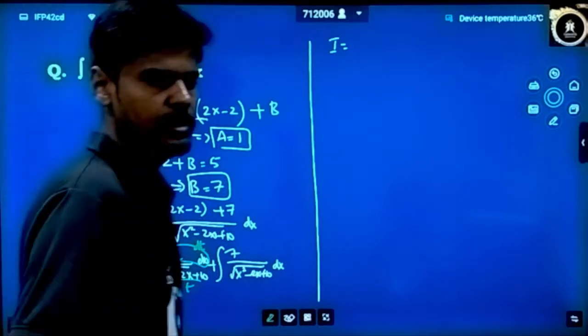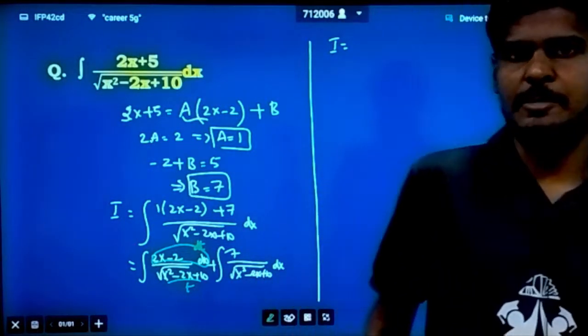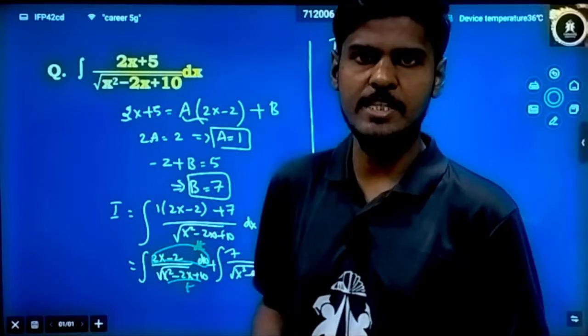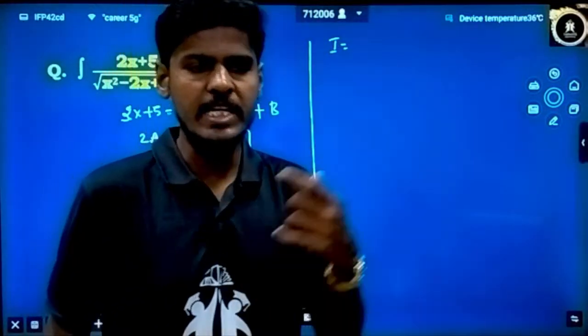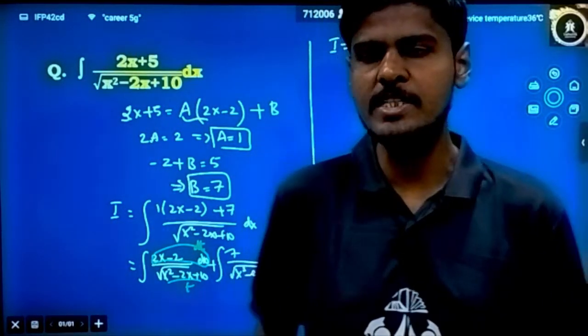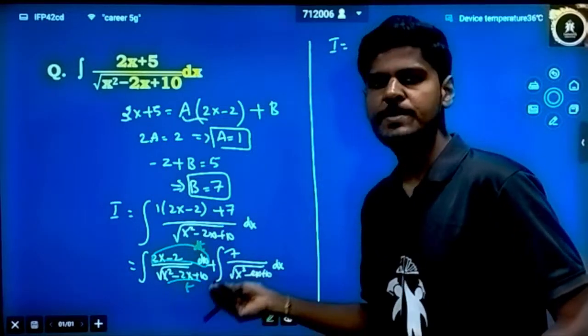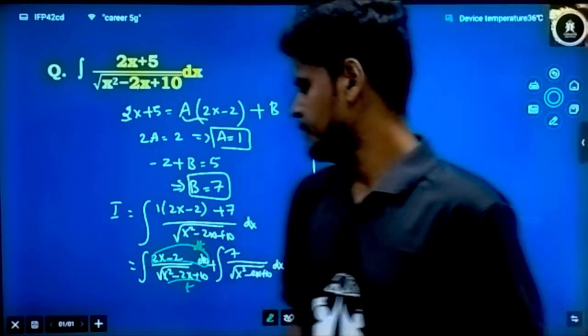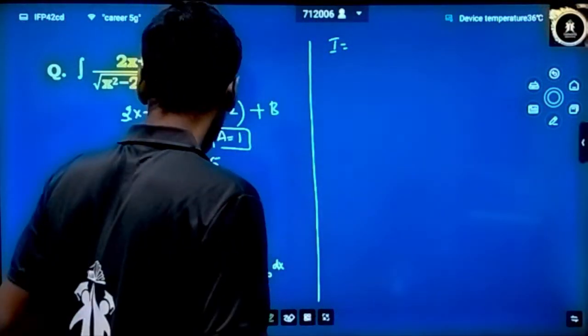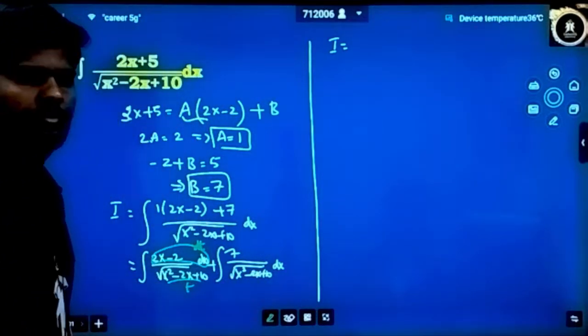And what is the value of that? We already know the standard integral forms from the first session, basic formulas. dx by root x integration is 2 root x. So here dt by root t means 2 root t. So what will we get? 2 root of this value.